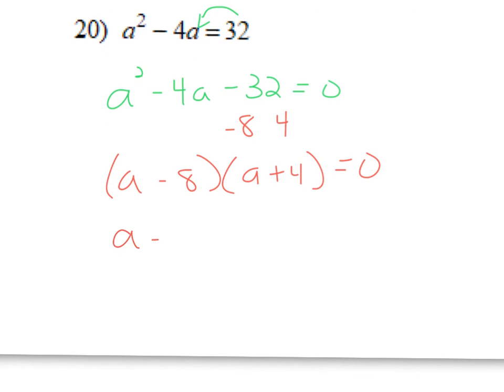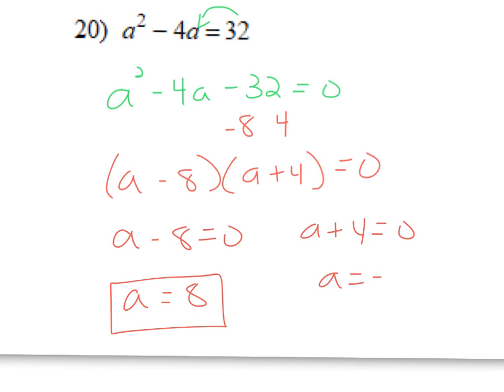So now set each part equal to 0 and solve. So a will equal 8 and a will equal negative 4.